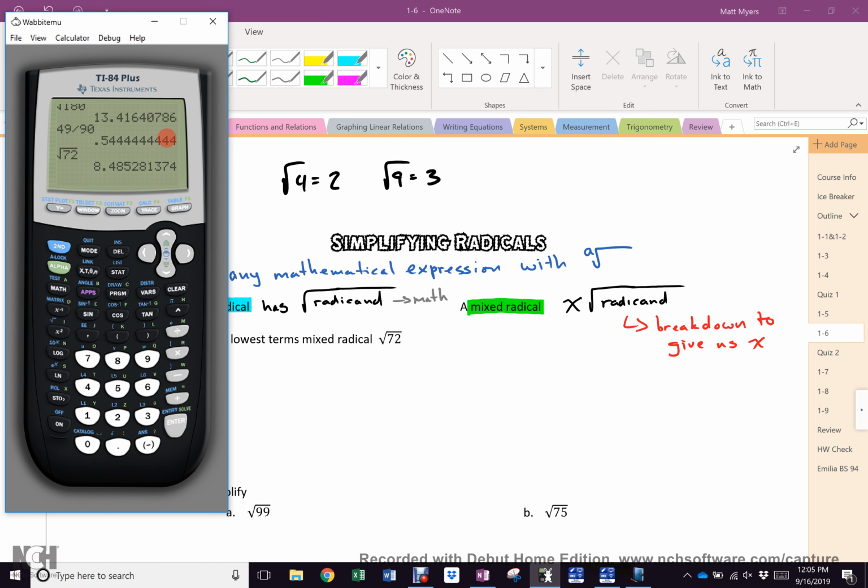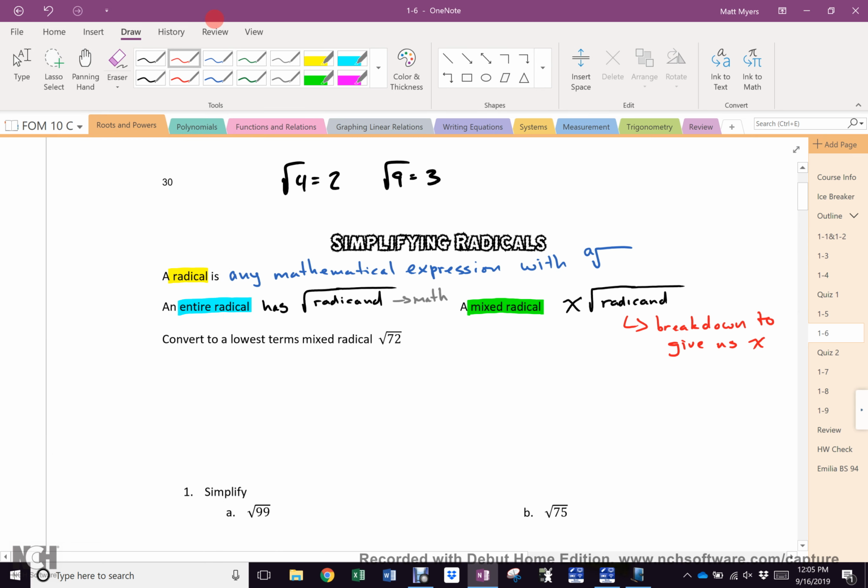But in math, we like to keep things exact. And that's what we're going to learn how to do. And here's how we're going to learn how to do it. Do you remember a few days ago when we broke things down with factor trees? Everybody remembers that, right? So the first thing we want to do when we are converting these is we want to prime factor the radicand.